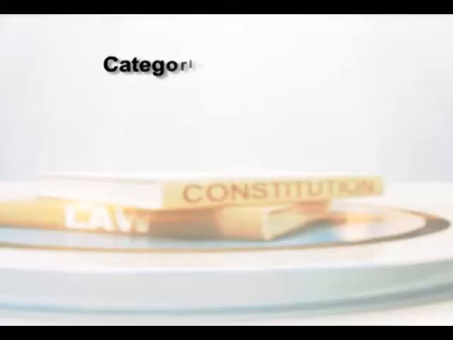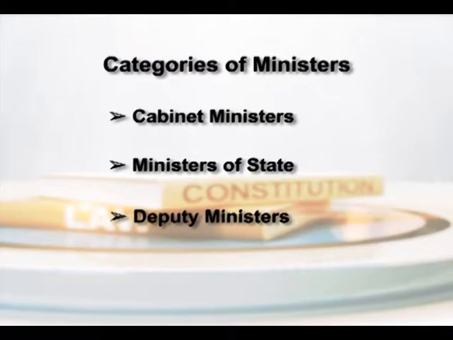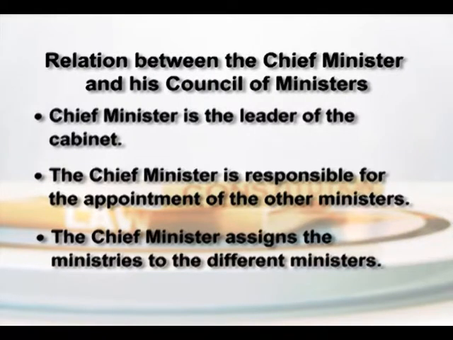Like the union government, there are three categories of ministers existing in the state administration, namely the cabinet ministers, the ministers of state, and the deputy ministers. It is the Chief Minister who determines not only the number of ministers to be appointed in each category, but it is also the responsibility of the Chief Minister to see who would be given which ministry.